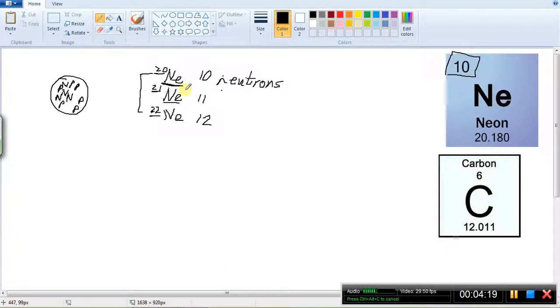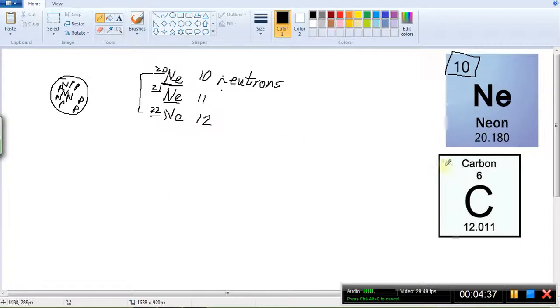Now, in the laboratory, scientists can create other isotopes of neon. I think your lesson says there's something like 16 different isotopes of neon that have been created in the laboratory by scientists, but these are the 3 that you would find in nature.